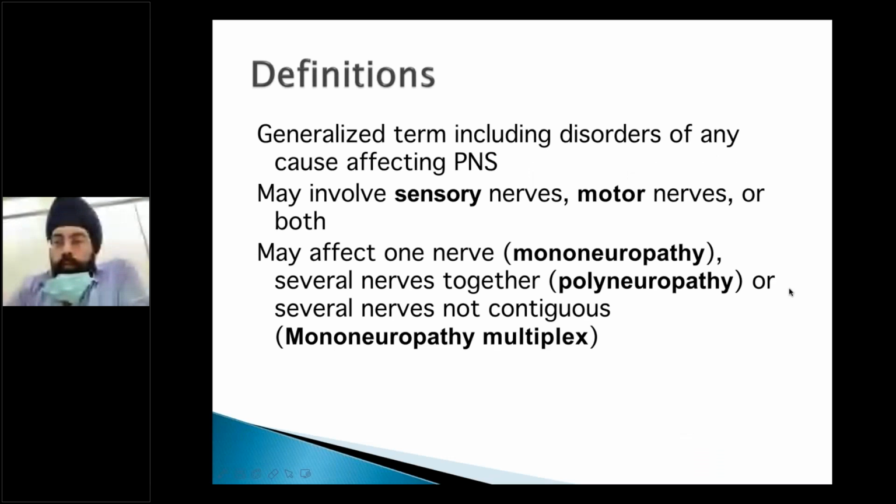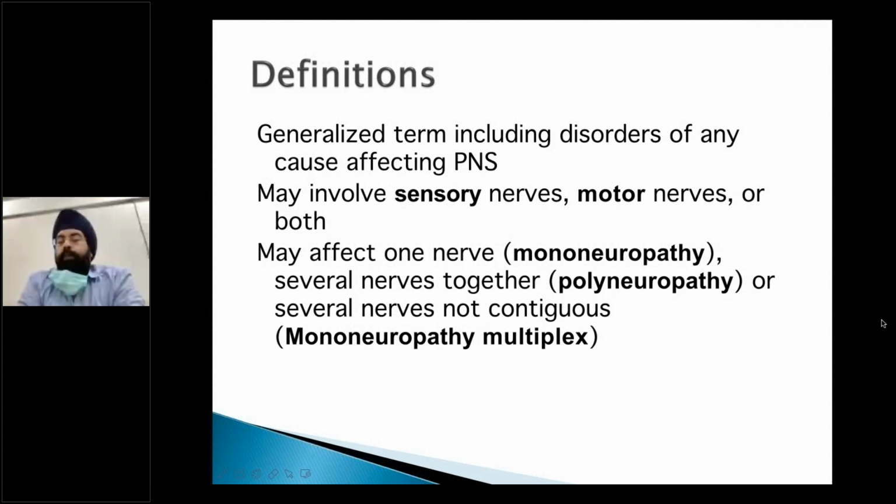So going by the definition, neuropathy is a more generalized term, disorders of any cause. It is a very heterogeneous term, involving the sensory nerves, motor nerves, or maybe both, usually in the PNS. It is exclusive of the ANS. One nerve affected is mononeuropathy. It may affect a bunch of nerves together. That is called polyneuropathy.